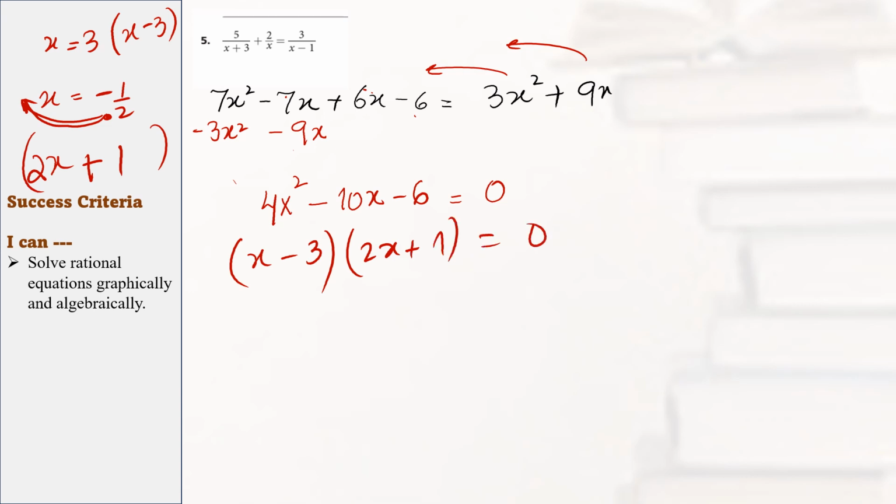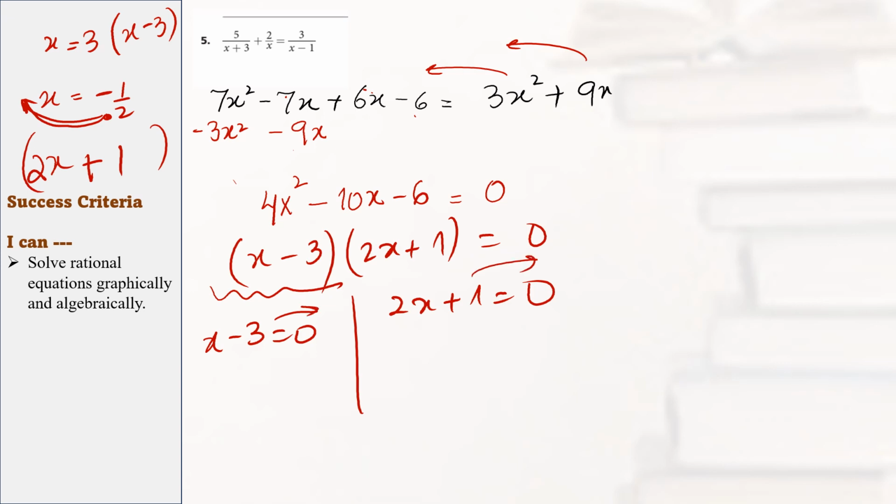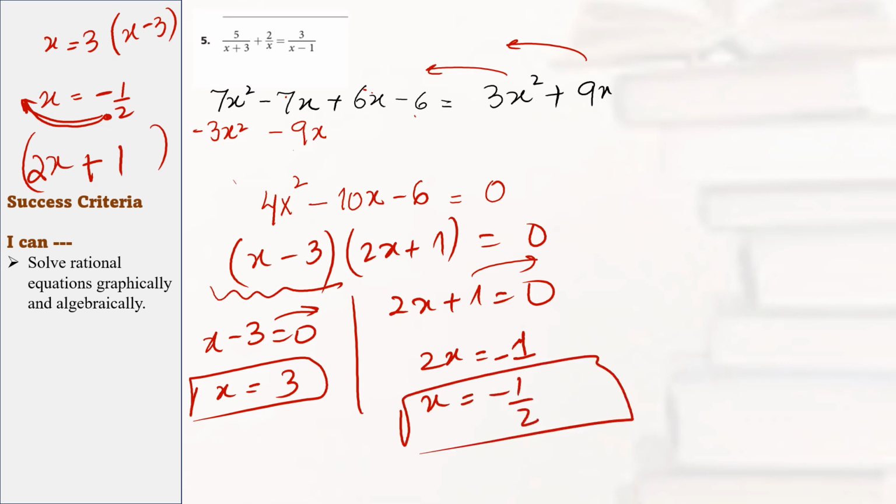Now one time write the first factor equals 0, and then write the second factor equals 0 and solve for x. So minus 3 goes on the other side, positive 3. Positive 1 goes on the other side, negative 1, and divide both sides by the 2. We get x equals negative half.